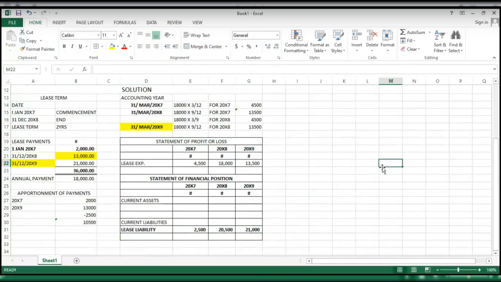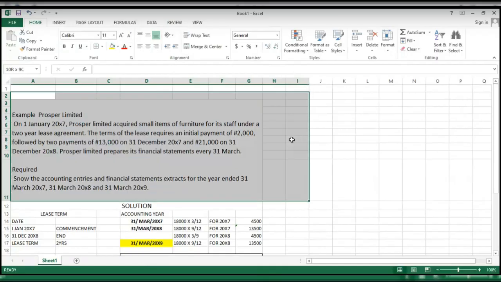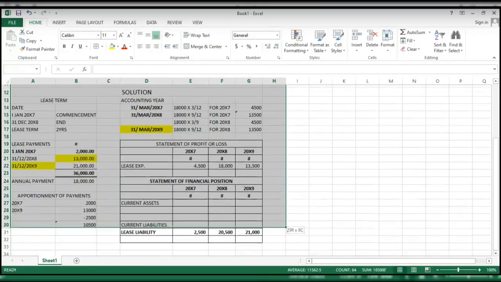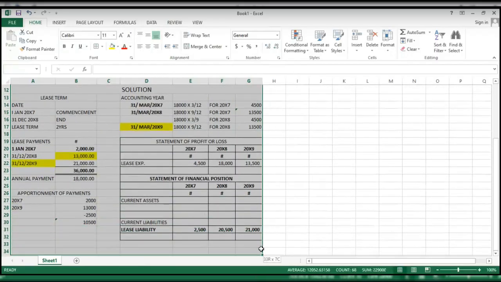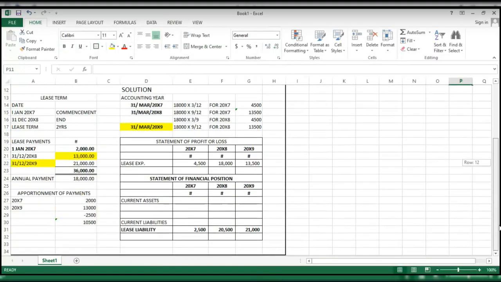Under the profit or loss, we recognize the expense. We now recognize the current liabilities that extend beyond those other years. I hope we understand what we have done. So let me just frame this here for us to see whenever we are revising using the video. The question is there and the answer is there for easy access and understanding. You can see the apportionment is technical.